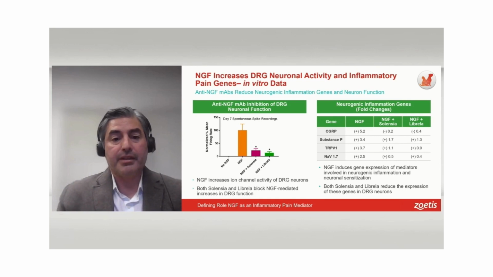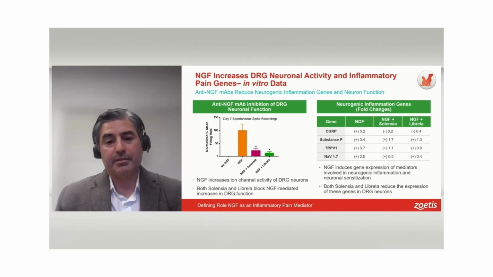The orange bar shows that NGF is going to dramatically increase the signaling and electrical activity of these neurons as we measure, they're called spontaneous spike recordings. And then you can inhibit those changes with Silencia and Librela. So now we're showing the function of the neurons are excited by NGF and inhibited, which makes sense because, of course, when they're excited, you're getting more pain signaling, more peripheral sensitization, and the mAbs are dampening that down.